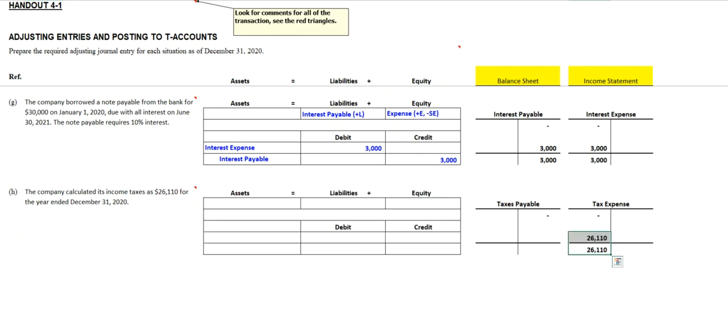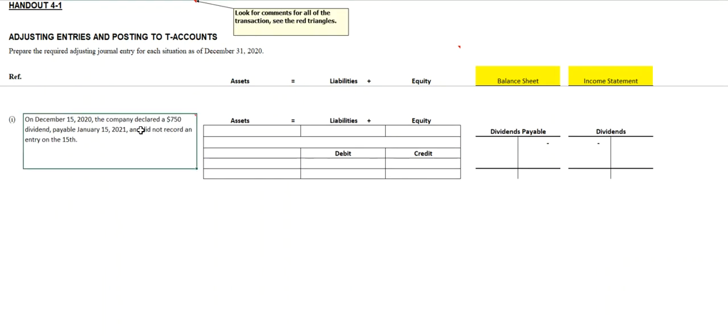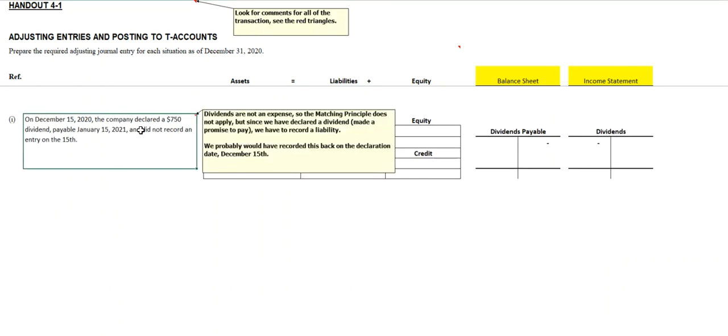So we will debit tax expense for $26,110 and credit taxes payable for $26,110. We record expenses with debits to income tax expense, and we'll record that liability with a credit to taxes payable for $26,110. Finally, let's take a look at our last journal entry. Dividends are not an expense, so our matching principle does not apply here. But since we've declared a dividend and made a promise to pay, we need to make sure we record a liability. We probably would have recorded this entry back on the declaration date on December 15th.